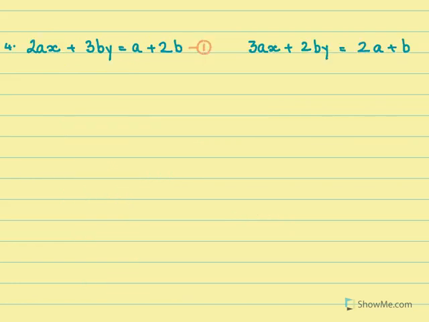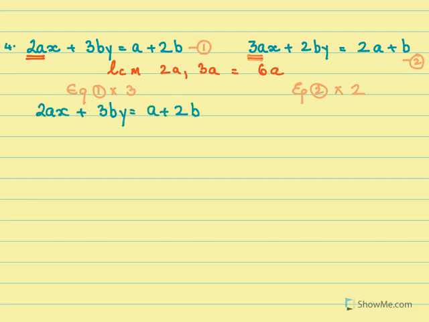So this is my first equation and this is the second equation. Let us examine the coefficient. The coefficient of x here is 2a and the coefficient of x here is 3a. So you'll definitely agree, if I take the LCM of 2a and 3a, it will be 6a. So my equation 1, I need to multiply by 3 because the 2a I have to make it 6a. And the equation 2, I'll need to multiply it by 2 because my 3a has to be made into 6a.